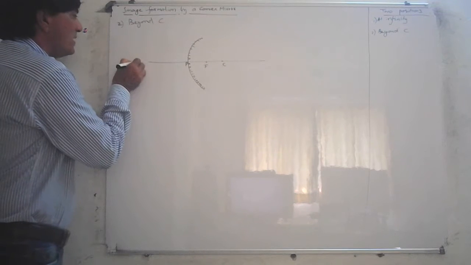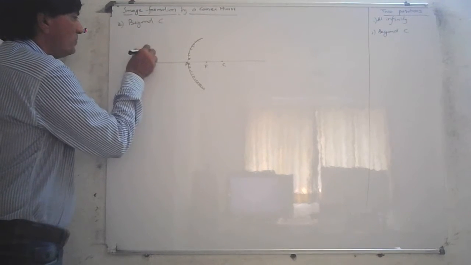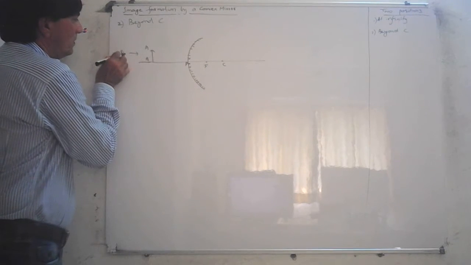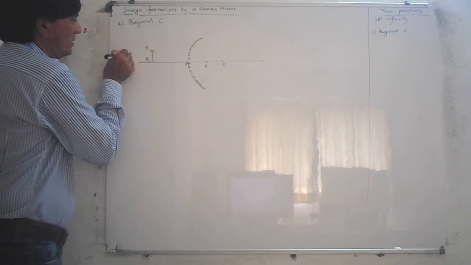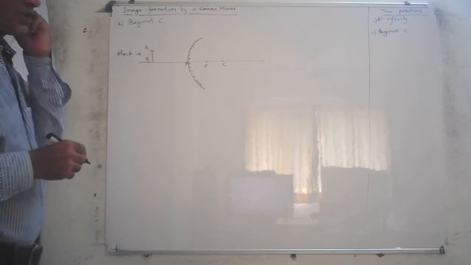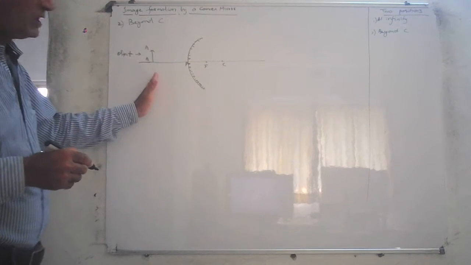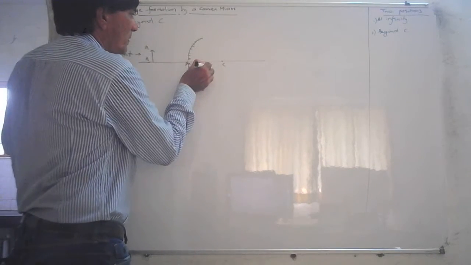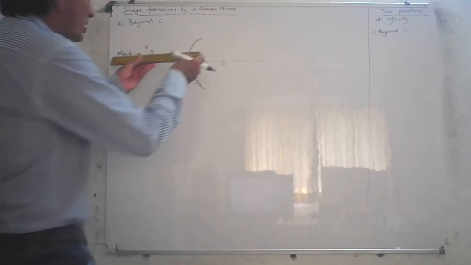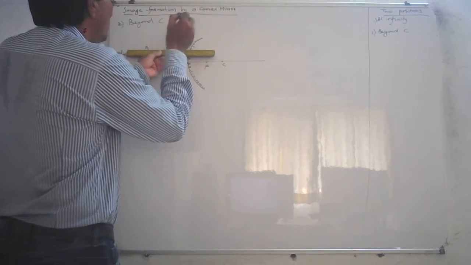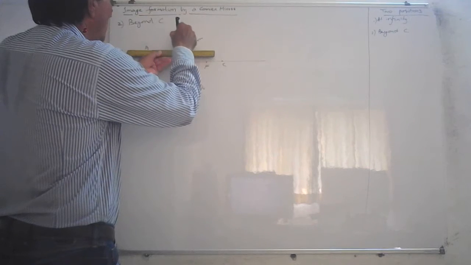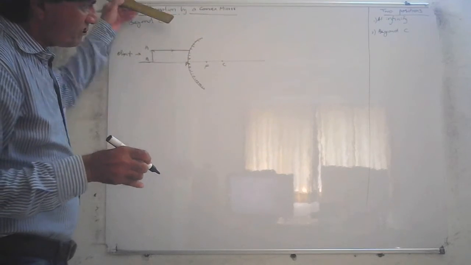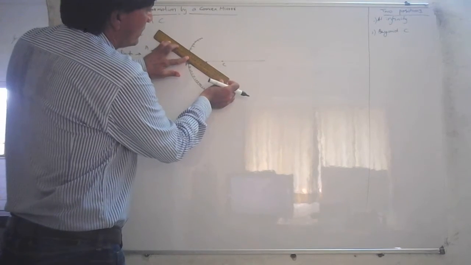Now when an object is placed beyond the center of curvature, let us suppose the object is placed here. This is AB, your object. Now when I place it here, two rays of light are needed to form the image. Remember, this is the focus. One ray of light will be parallel to the principal axis. After reflection, it will pass through the focus.